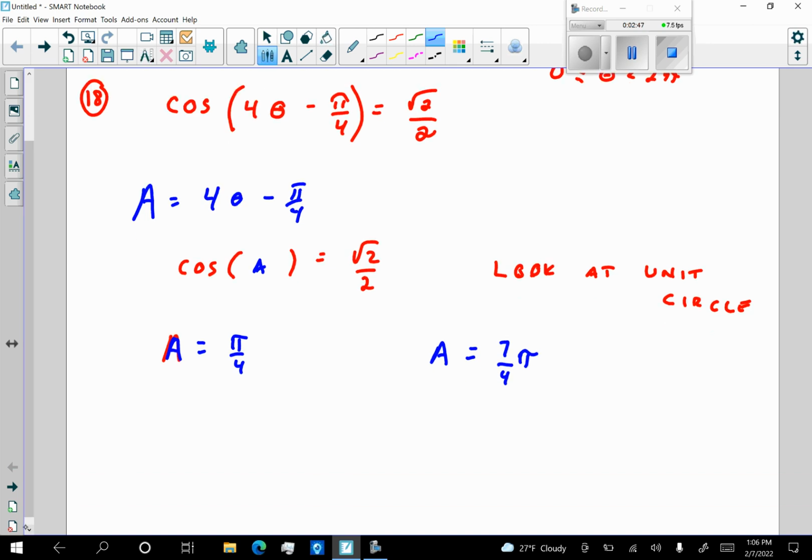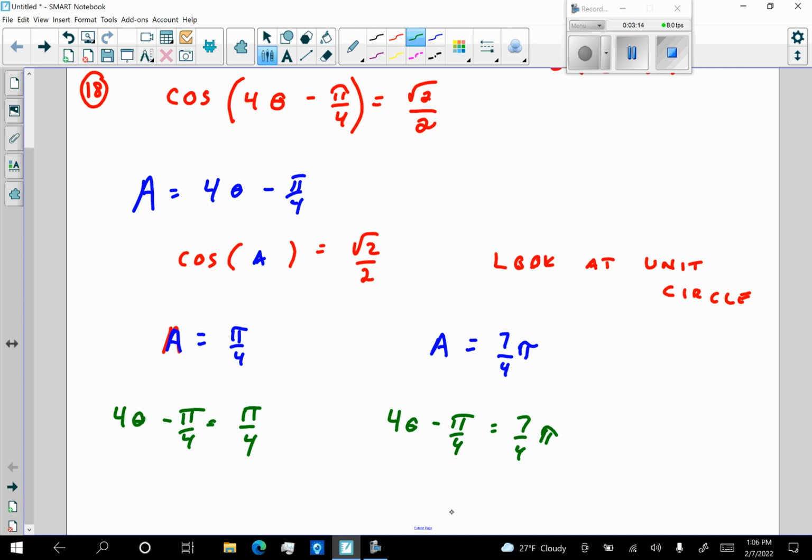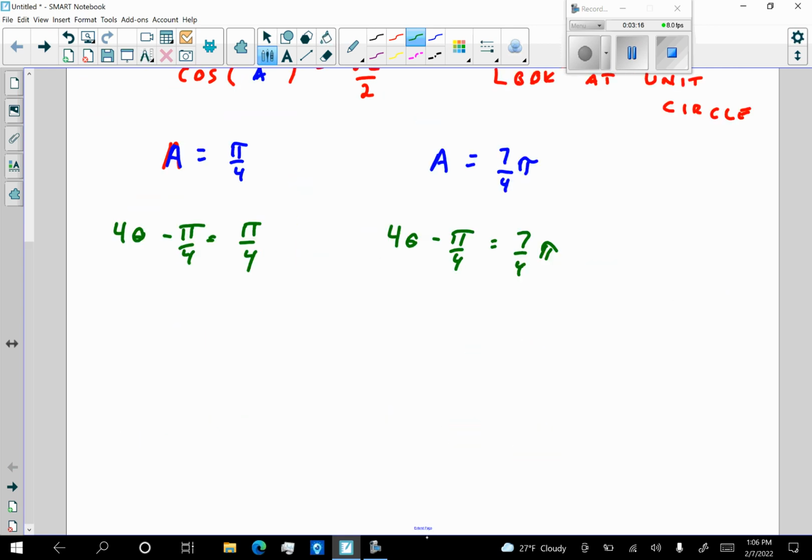So what are we going to do now? Well, A is 4 theta minus pi over 4, so I'm simply going to put 4 theta minus pi over 4 equal to pi over 4, and solve that for theta. And likewise here, I'm going to do 4 theta minus pi over 4 is equal to 7/4 pi. And all I'm simply going to do now is do some simple algebra and solve for theta.